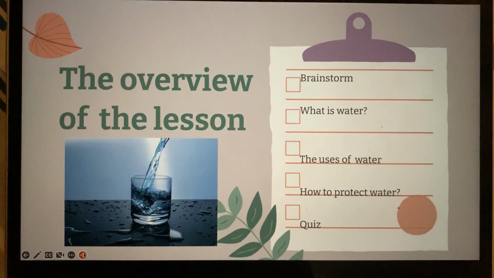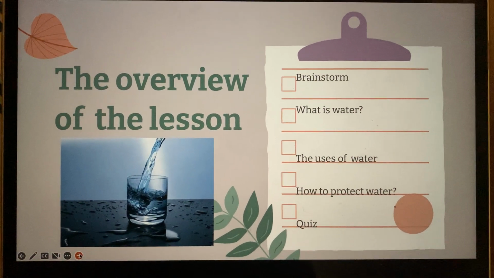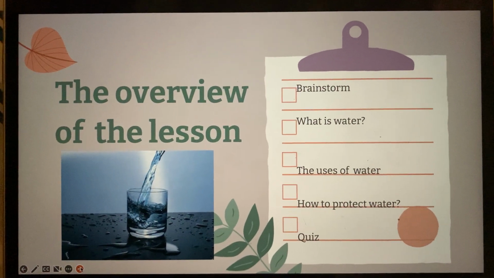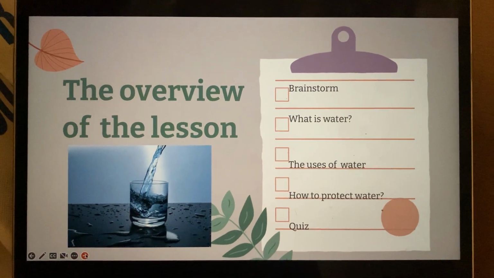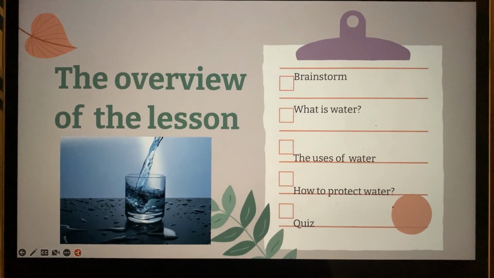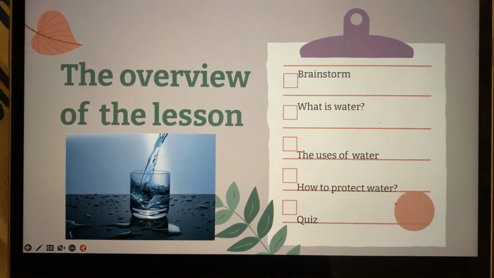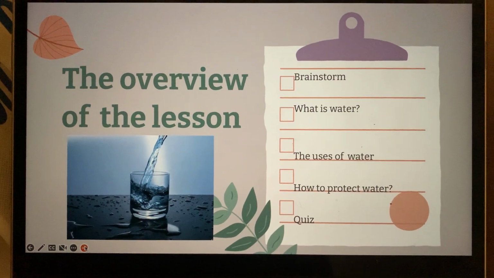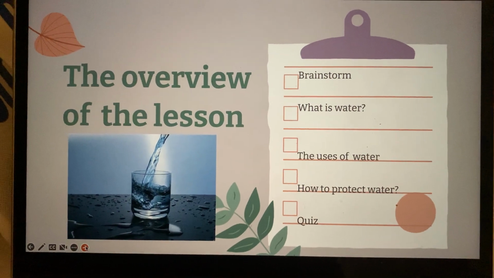At the beginning of the lesson, I encourage you to brainstorm a few water-related questions. And then I would like to introduce the concept of water and the uses of water, which help you to have a clear understanding of water. In addition, I would like to share some tips on how to protect water resources. And in the final part of this microlesson, I will give you a quiz to test the knowledge you have mastered.